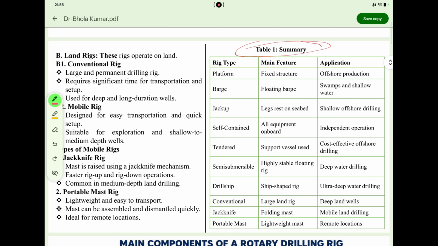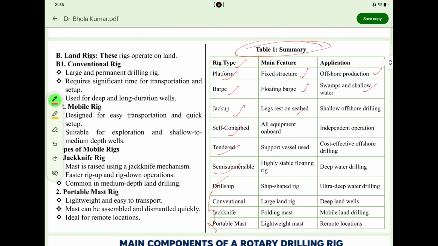As I discussed, we have two types of rig: offshore rig and land rig. Offshore is basically called marine rig. The types of rig, as I discussed, are platform type, barge type, jack-up type, self-contained type, tender type, semi-submersible, and drill ship, and these three are the land rig, right? Main features: fixed structure, floatable berth, large application, offshore production, and the shallow water.